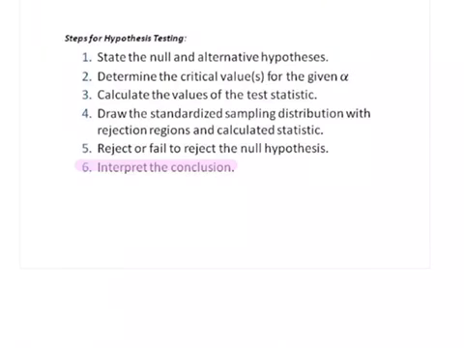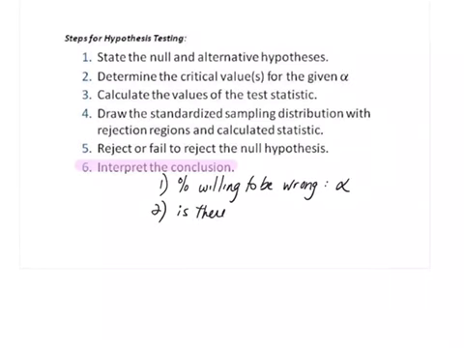Now for our last step. We interpret the conclusion. What does it all mean? 3 parts, always included. Number 1, what percent are you willing to be wrong? That's our alpha. Step 2, is there enough information? Information of what? Information to say what we think was happening.